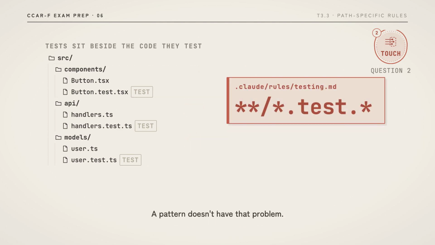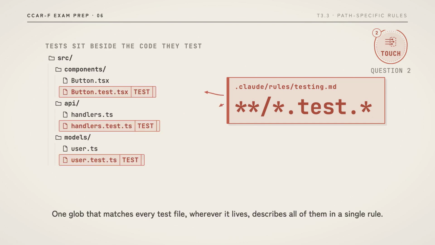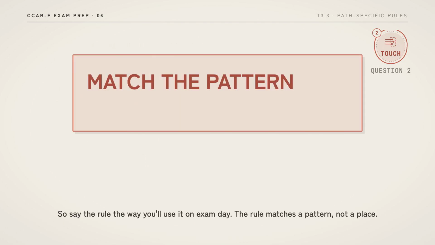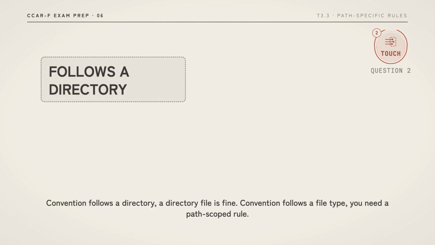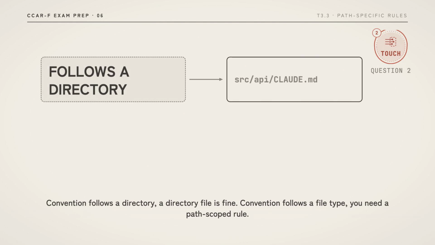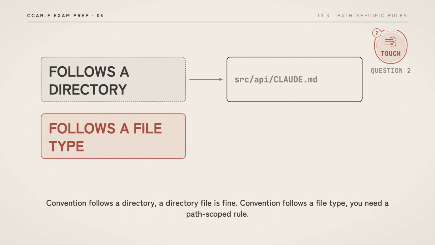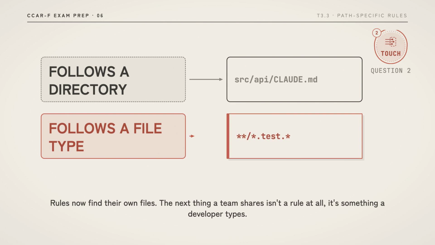A pattern doesn't have that problem. One glob that matches every test file wherever it lives describes all of them in a single rule. So say the rule the way you'll use it on exam day. The rule matches a pattern, not a place. Convention follows a directory, a directory file is fine. Convention follows a file type, you need a path scoped rule. Rules now find their own files.